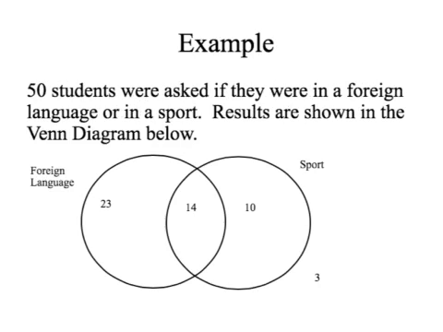So our first example, we had 50 students in a school who were asked if they were in a foreign language or in a sport. The information is shown in the Venn diagram below. So to review a Venn diagram, this circle stands for foreign language. This circle stands for people in a sport. The area that is shared, that overlaps in the middle, represents that 14 students are in both a foreign language and a sport. The number on the outside means that they are not in a foreign language or sport.